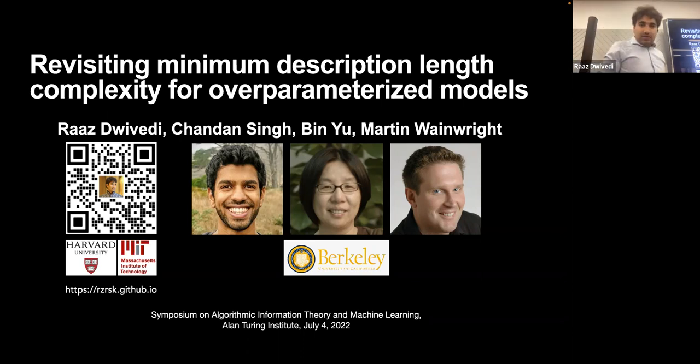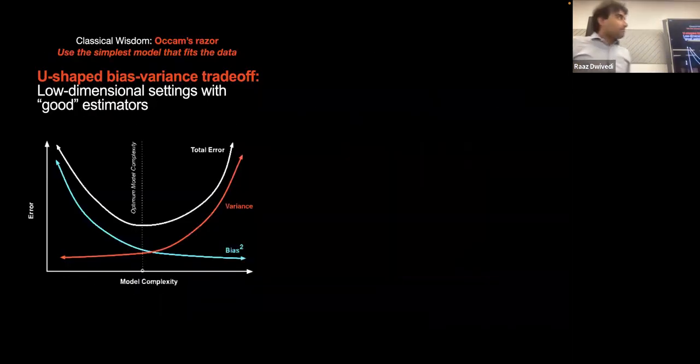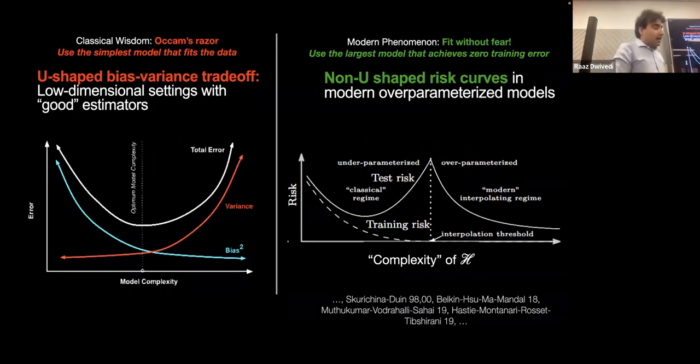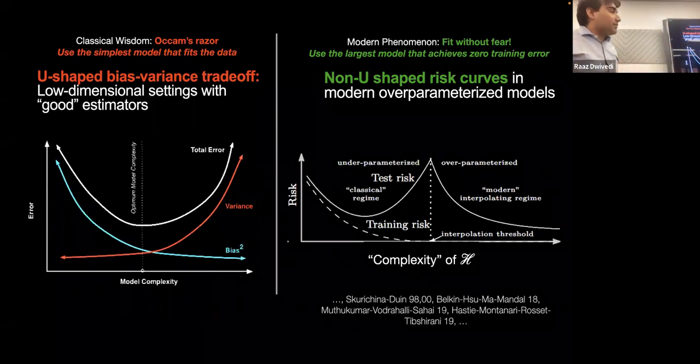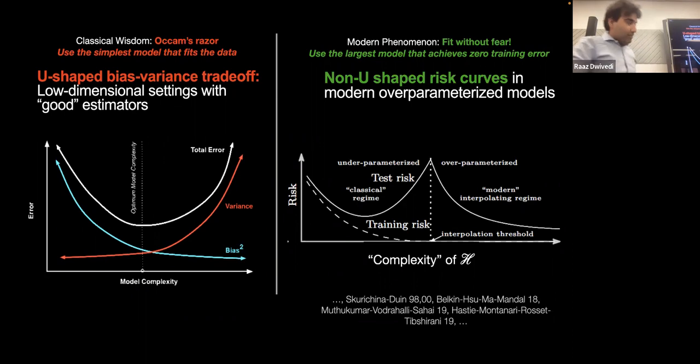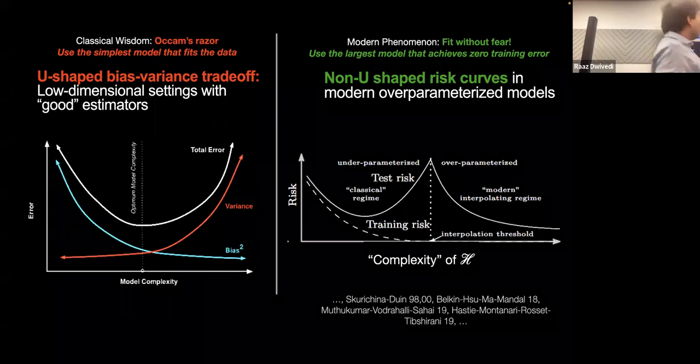So the motivation of the work comes from this double descent phenomenon. The classical wisdom in the bias variance trade-off is that you should pick the simplest model that fits the data. The typical curves have complexity on the x-axis, and as you increase the complexity, bias goes down and variance goes up, and there is some sweet spot that you should pick. But the modern phenomenon, starting with double descent, but now called fit without fear, is that you just keep picking the largest model that interpolates.